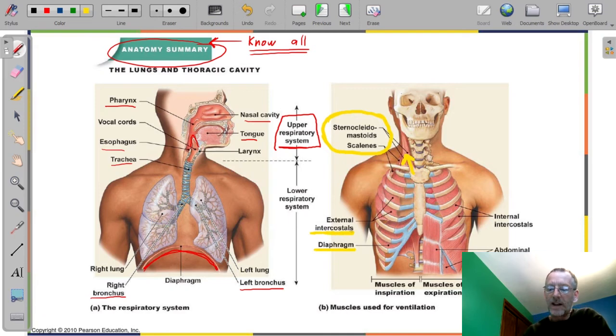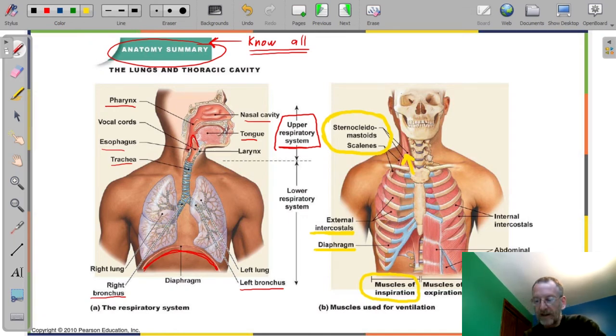And those muscles on the left side of this figure are the muscles of inspiration. So the muscles of inspiration are the sternocleidomastoids, the scalenes, external intercostals, and the diaphragm.